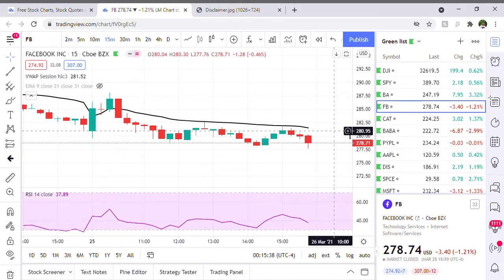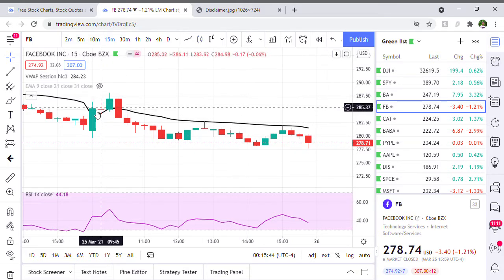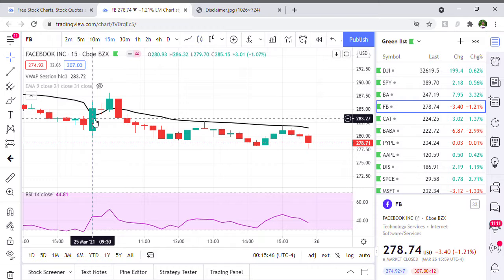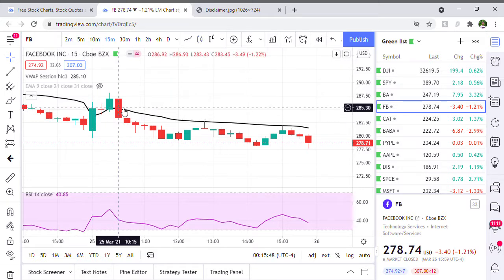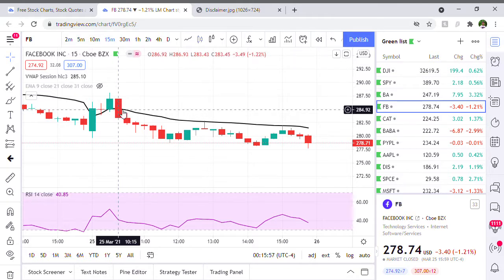Okay, what I'm looking for is a bearish trade on Facebook. So the first three candles are green and they are also touching VWAP, so no. And then the fourth 15-minute candle is a bearish candle, but it crossed across the VWAP. So still I'm not considering this candle for a trade.